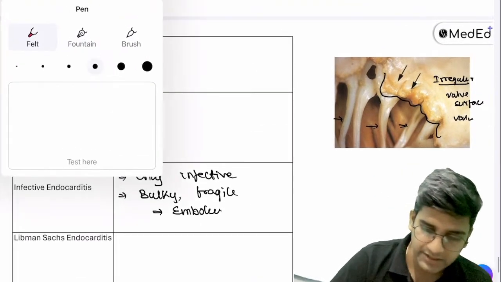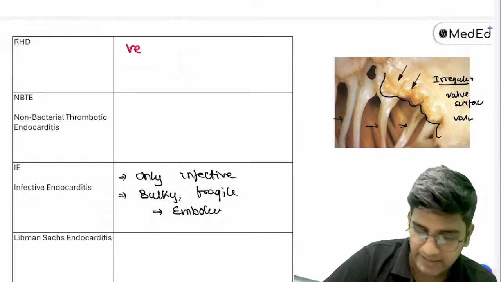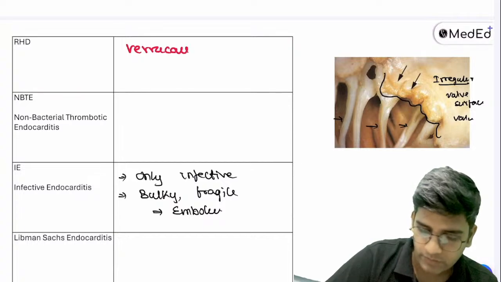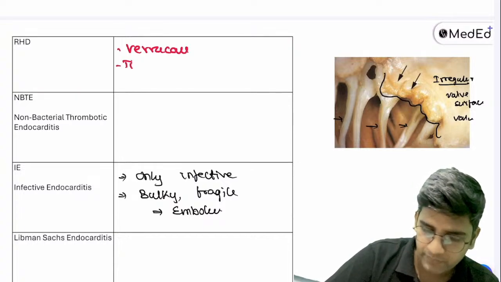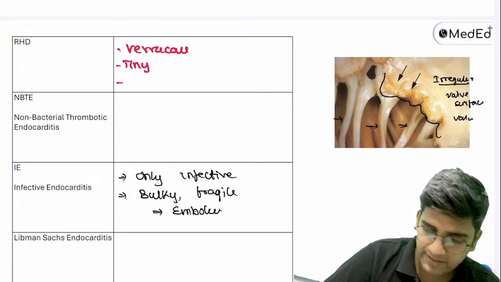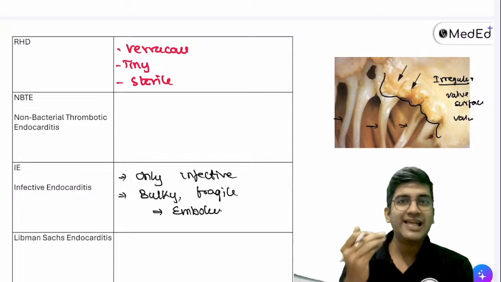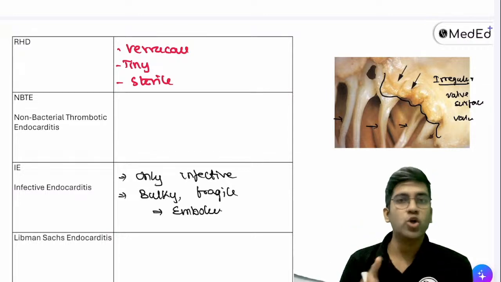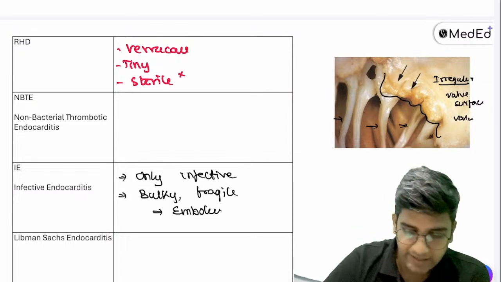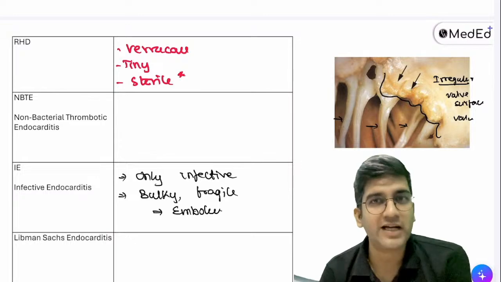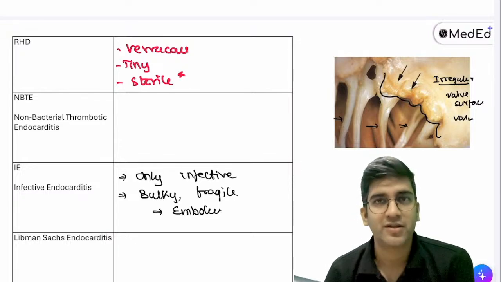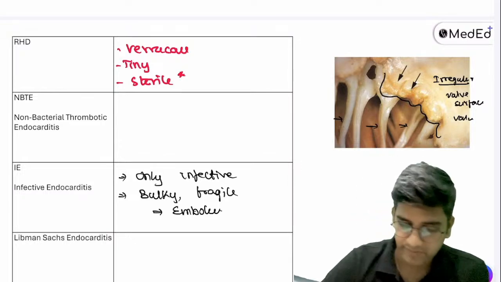Rheumatic heart disease vegetations are called verrucae. That's the other name for that. They are very tiny, right? And they are sterile. They won't have any infection there. Though rheumatic heart disease is due to the bacteria seen in the throat, not in the vegetation, right? You might make an error here, because whenever you remember rheumatic heart disease, you remember streptococcus. It's sterile, it's not there in the heart, fine.